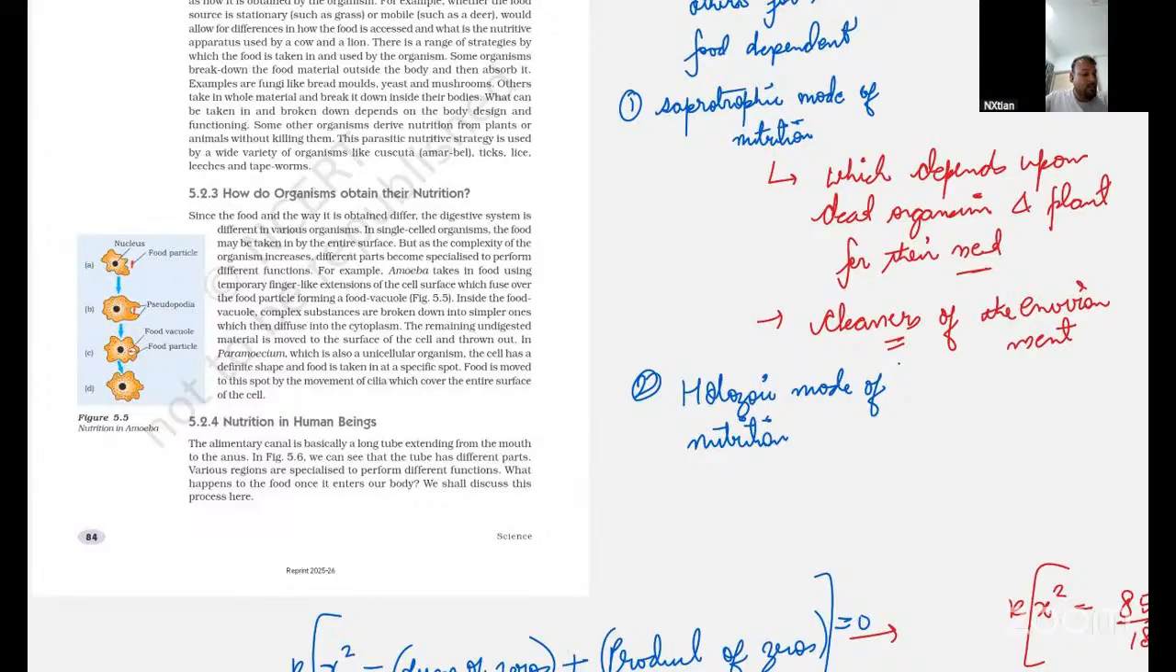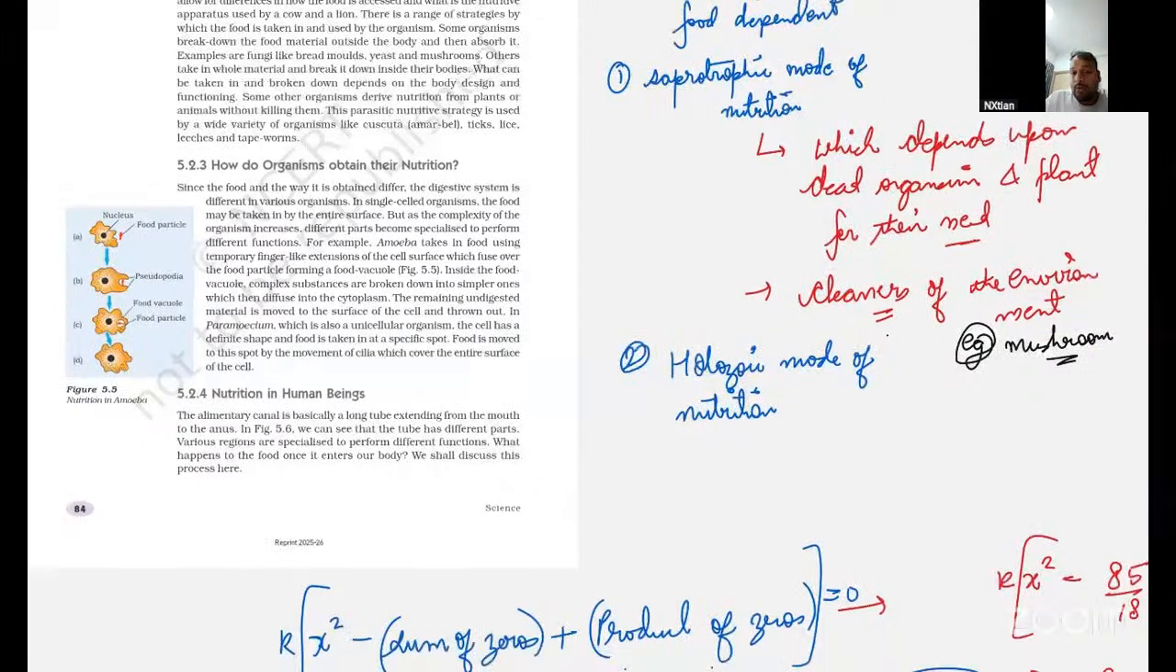Are you getting this? Say yes or no. Yes. So they only depend upon the plants which are dead. So we can say mushrooms, yeast. These are the examples for that. Mushroom, yeast, are examples.